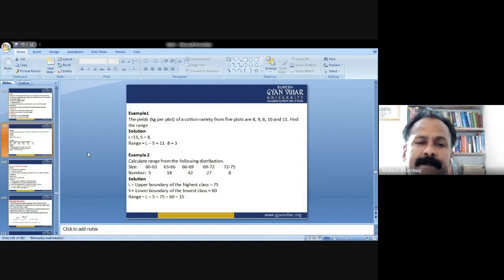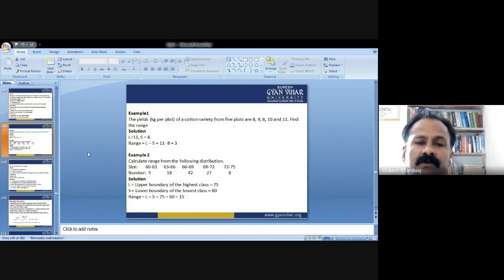Now for example two, this is frequency distribution type data in class ranges. Calculate the range from the following distribution. The classes are 60 to 63, 63 to 66, 66 to 69, 69 to 72, and 72 to 75. So the classes are already arranged in increasing order. And the frequencies are 5, 18, 42, 27, and 8.